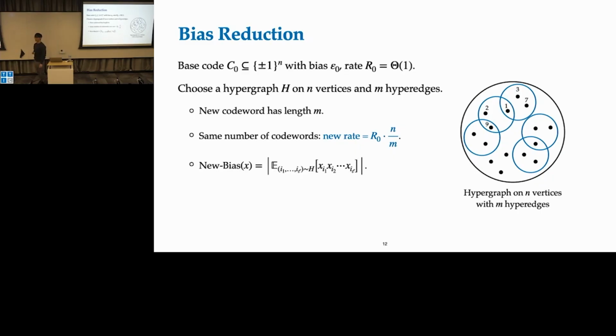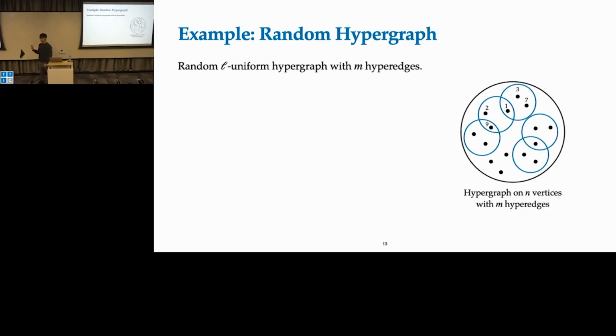Okay. So I want to tell you an example of a random hypergraph. Of course, in the end, we want an explicit construction, so a random hypergraph won't work. But this will give you an idea or an intuition of why we expect such things to work. So let's choose this hypergraph to be random.